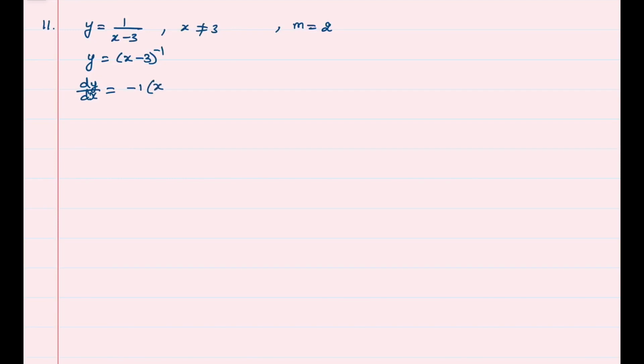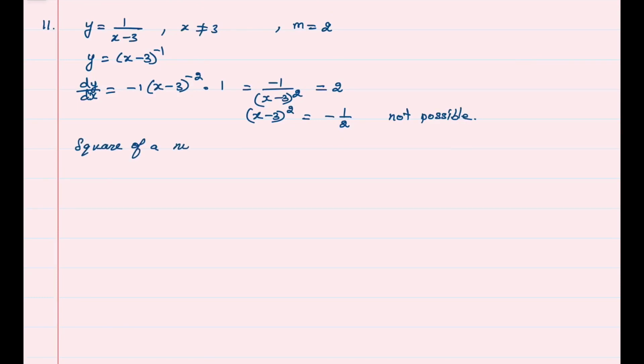Minus 1 into (x minus 3) whole raised to minus 2, times the base has to be differentiated, which is 1 minus 0, 1, which gives minus 1 upon (x minus 3) the whole square. We can equate this slope to 2 because slope of the tangent is given as 2. By cross multiplication, we get (x minus 3) the whole square equal to minus half. Not possible, because square of a number cannot be negative. Hence, tangent does not exist with a given slope.